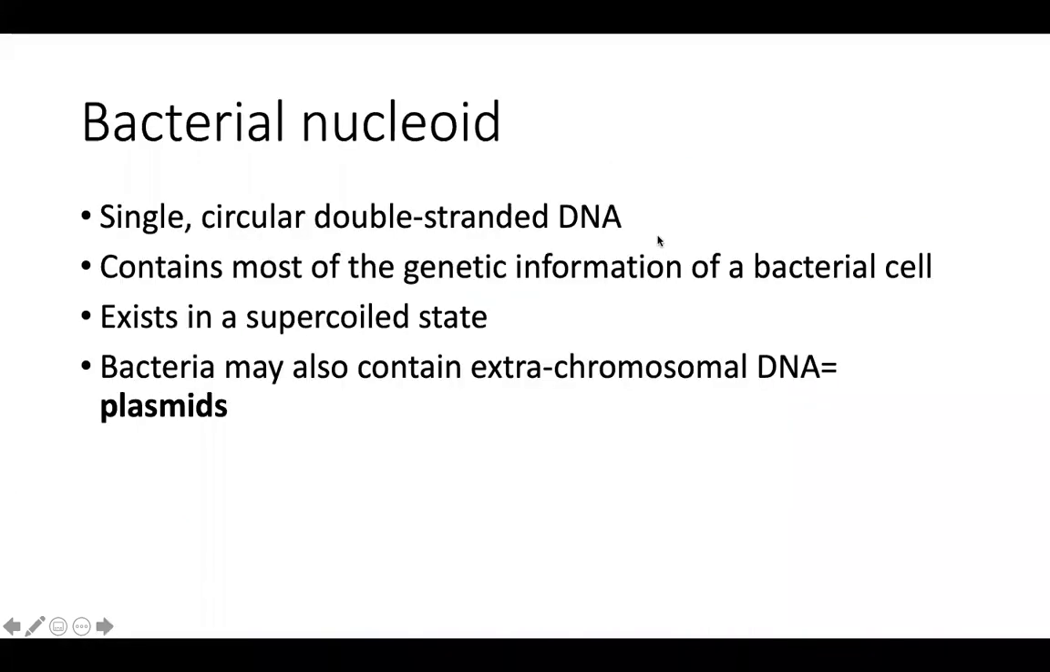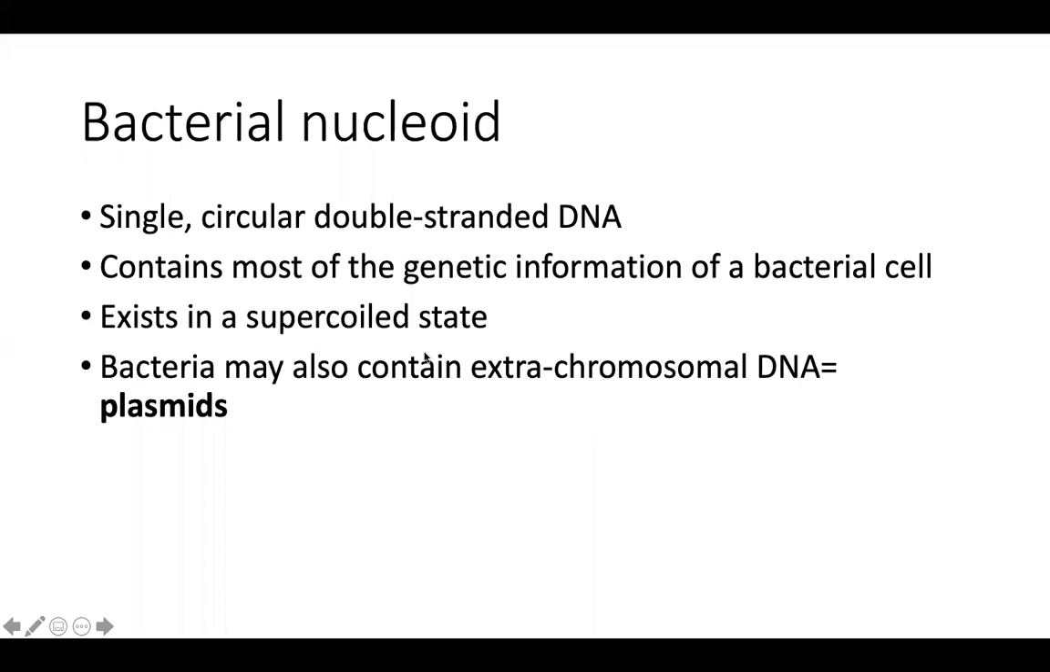So let's start with the bacterial nucleoid very briefly. So bacteria have a single circular double-stranded DNA. Most bacteria, there are some that do not have this, but most of them have a single circular double-stranded DNA, which is highly coiled so that it can fit in the very tiny bacterial cell. And the DNA, which we refer to as a chromosomal DNA, contains most of the genetic information of a bacterial cell. Not all the genetic information, as we shall see later. And it exists in a supercoiled state to be able to fit into the small bacterial cell.